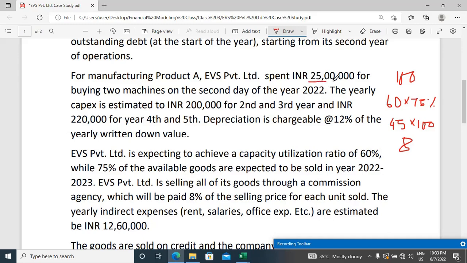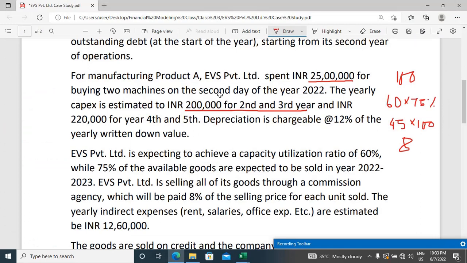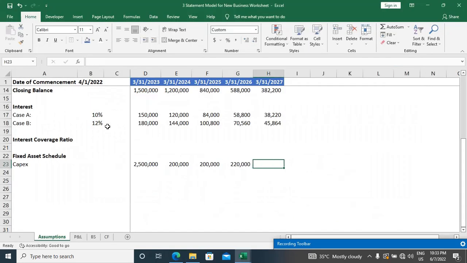So this was the initial first year's capex. Second year and third year we made a capex of 2 lakh. So we can simply write it down, 2 lakh rupees of capex. Then fourth year and fifth year capex amounts to 2,20,000 rupees. So 2,20,000 rupees of capex has been made. So under the fixed asset schedule, we have just written down what were those capex.